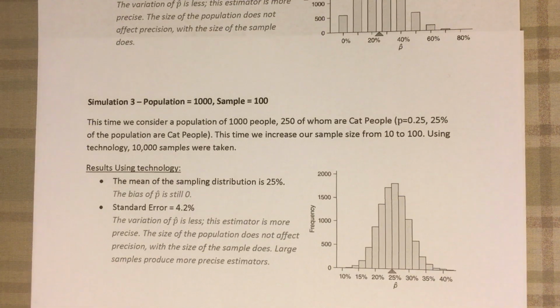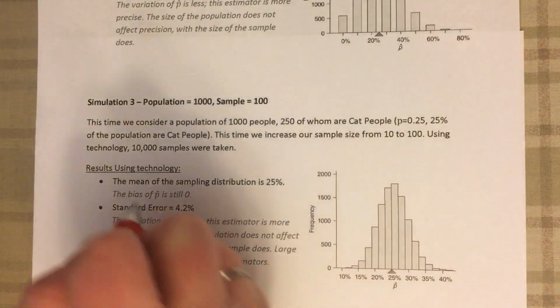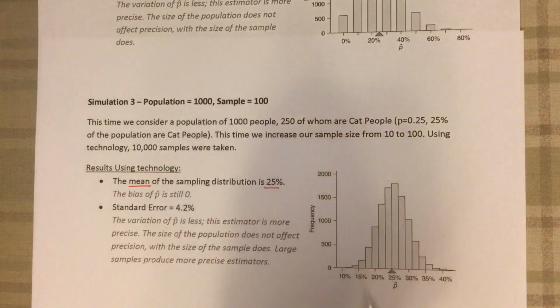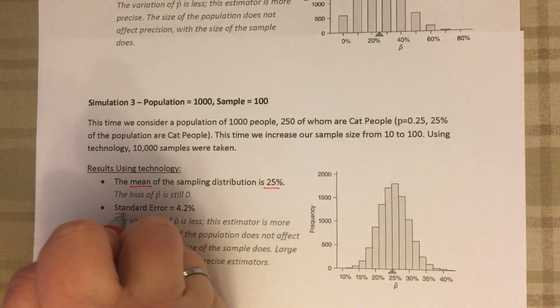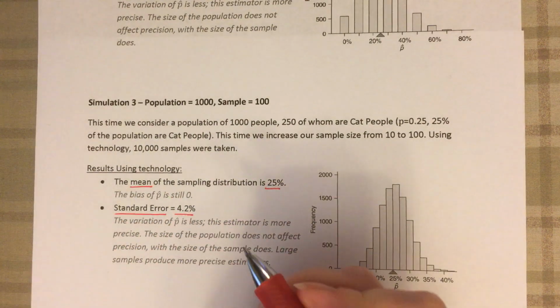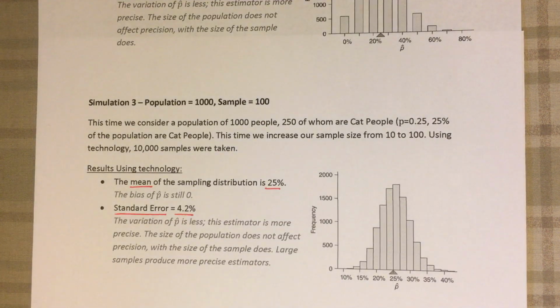And we're going to see this as we compare our previous 2 simulations to this last one. So now we're going to look at a population of 1,000 people, just like in the previous example, but we're going to take a sample size of 100. So we're definitely increasing our sample size by quite a bit here. Our mean of our sampling distribution is still 25%, so we are still unbiased. Notice that our standard error has dropped from 13.6% in our last simulation to 4.2%. Again, this is a result of our sample size. That's the only thing we've changed between simulation 2 and simulation 3.